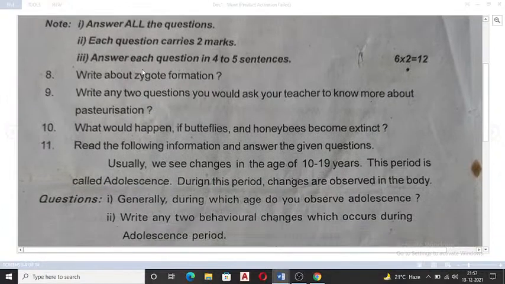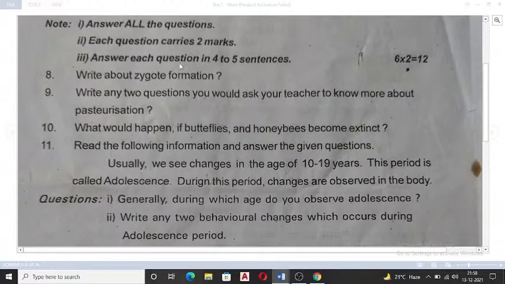Then you have your section 2. Answer all the questions. Each question carries 2 marks, and you have to write 4 to 5 sentences. If 4 to 5 sentences are missing, you may not get full marks. That is important. And again, no need to write 10 useless points. Relevant points, 4 or 5 are enough, exactly relevant to the question that is given there.